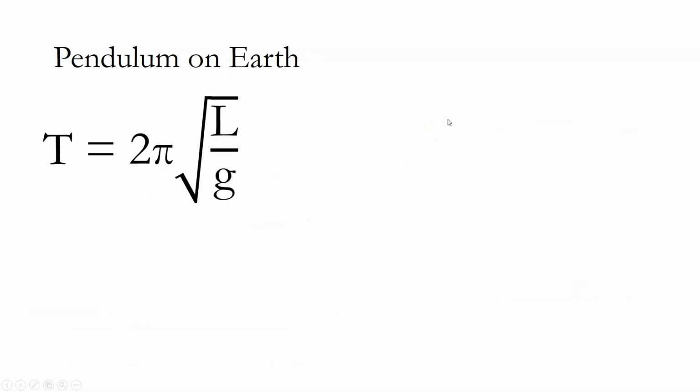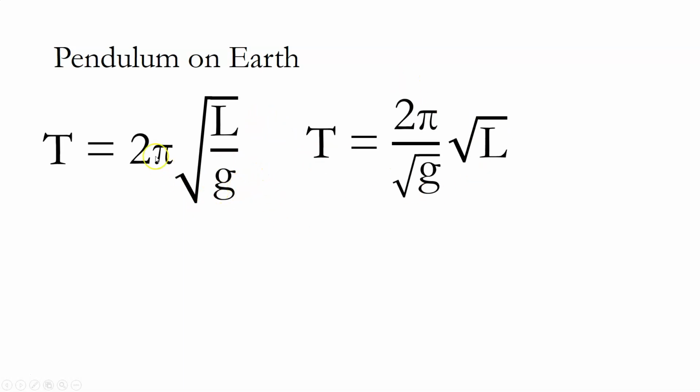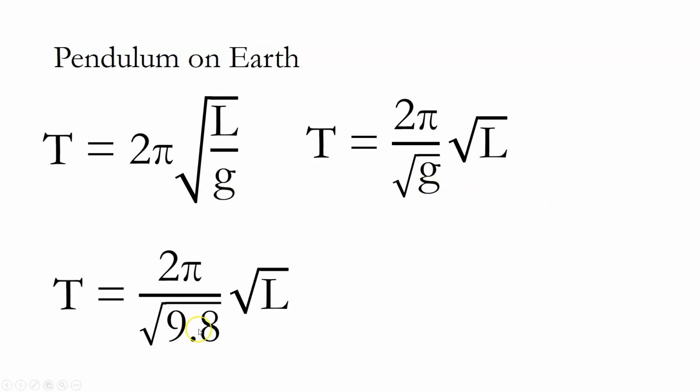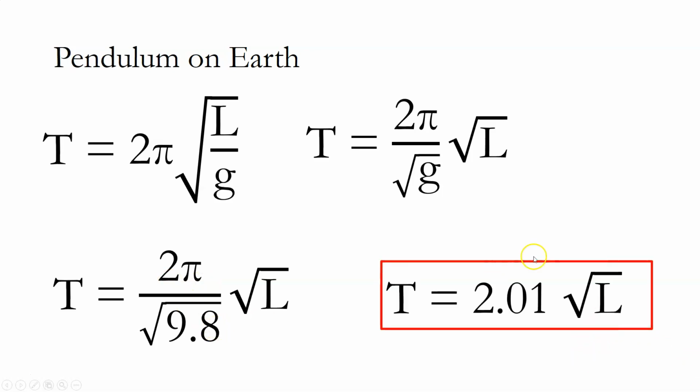Now, how does this translate to what you guys discovered? Well, if all of us are on Earth, then this g is a constant, and we can rewrite this by bringing it out here. And so the only variable really is L. And if we replace that g by 9.8, then this value here, 2 pi divided by the square root of 9.8, is 2.01 times the square root of L. So this is why, because g is a constant, and we can combine all these, everybody got that same relationship.